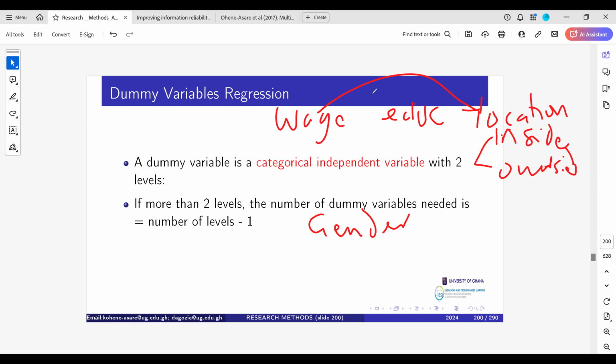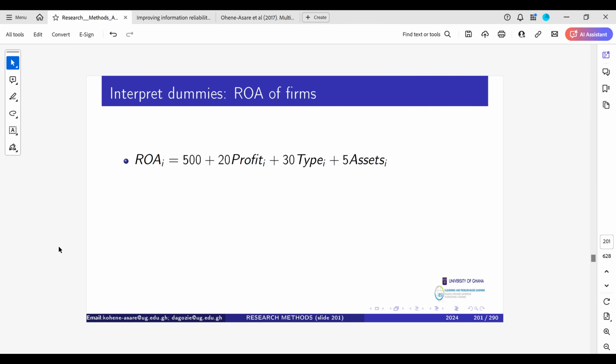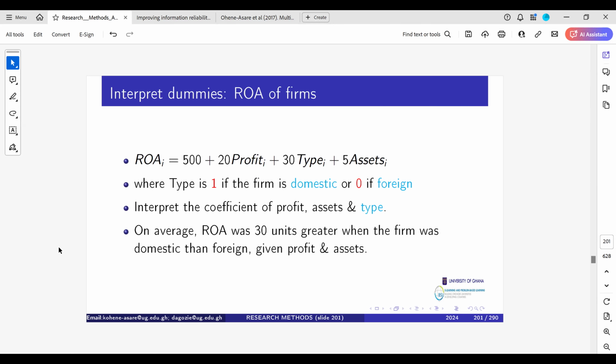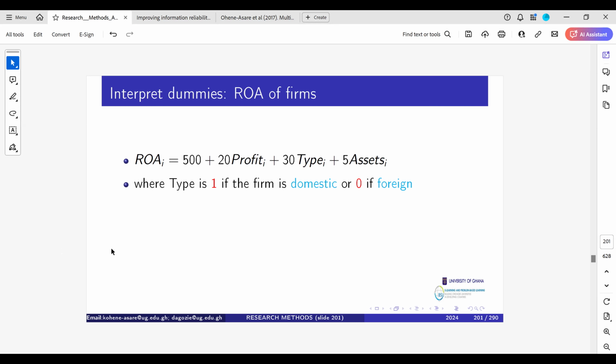Let me ask you, if the number of dummies are 6, how many levels do you think there will be? 7. 7, exactly. So understand dummy variables. The way you interpret a dummy is not the same as the way you interpret a numerical variable. Interpretation of a dummy is unique.